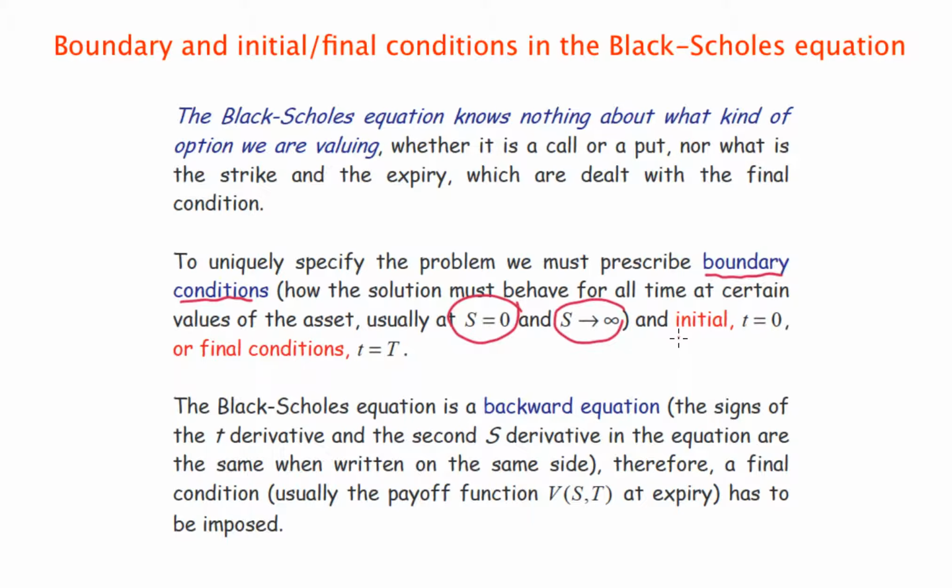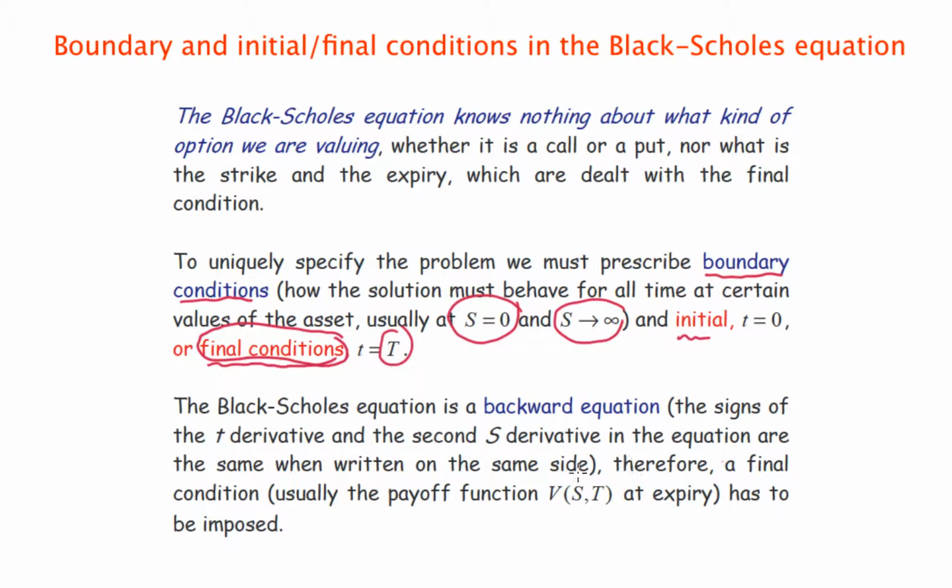Besides that, we need to consider which are going to be the initial or the final conditions. Usually, we're going to consider the final conditions, which are actually going to be the payoff at the maturity. So the Black-Scholes equation is a backward equation. That basically means that the signs of the time derivative and the second order derivative in the equation are the same, on the same side. So it's different from what we have in the diffusion equation.